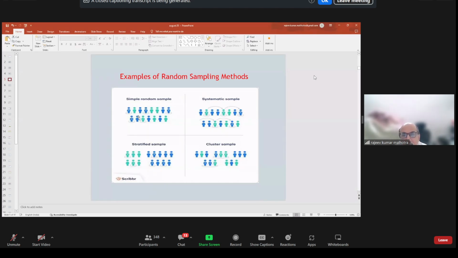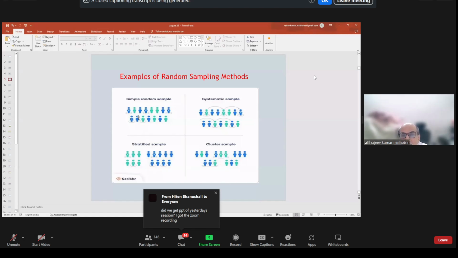age criteria, less than 18, or 18 to 50, or greater than 50. This is called the stratified method, or we can stratify according to the hospitals or some other method, whatever you want, for minimizing the error.